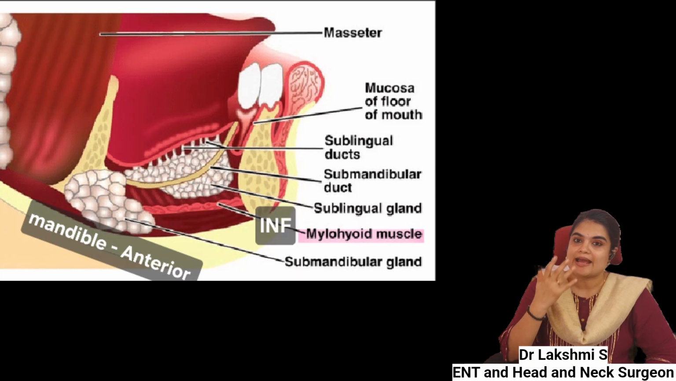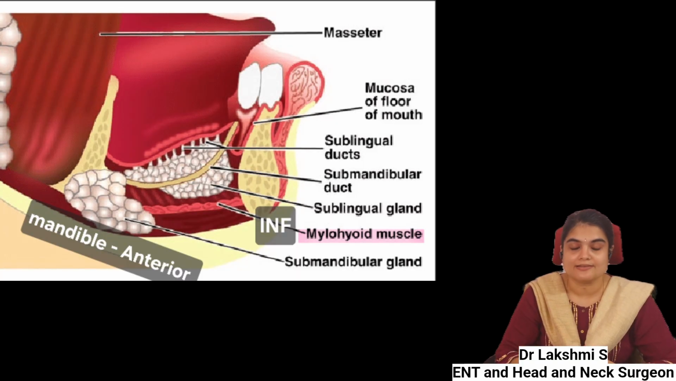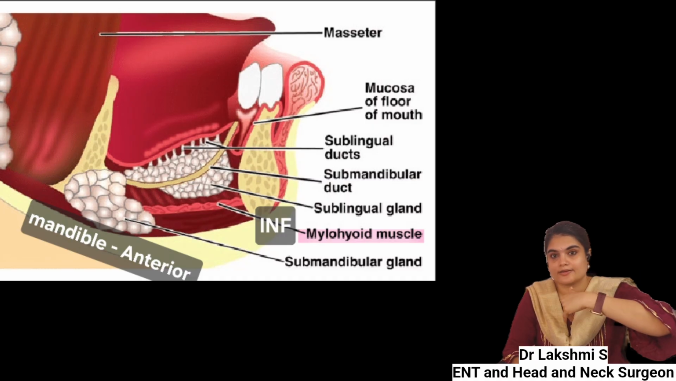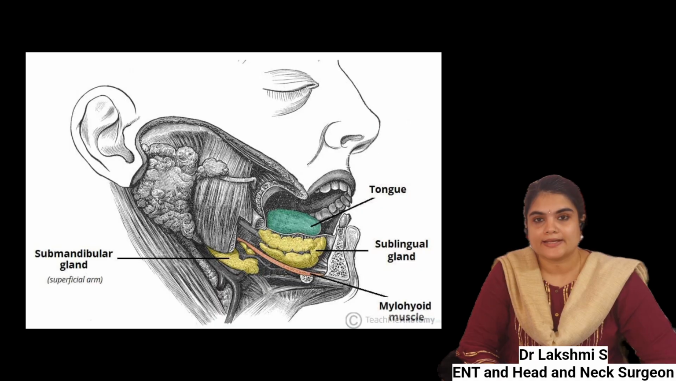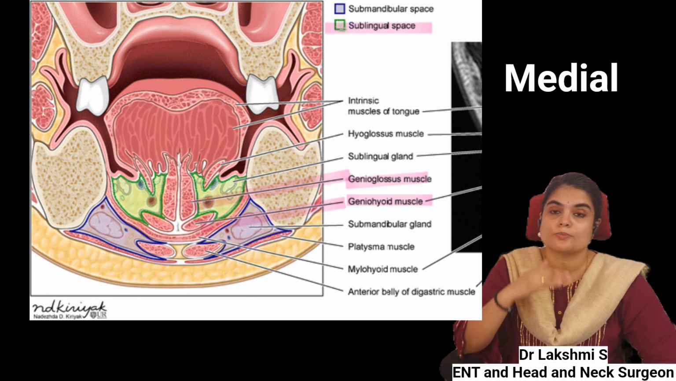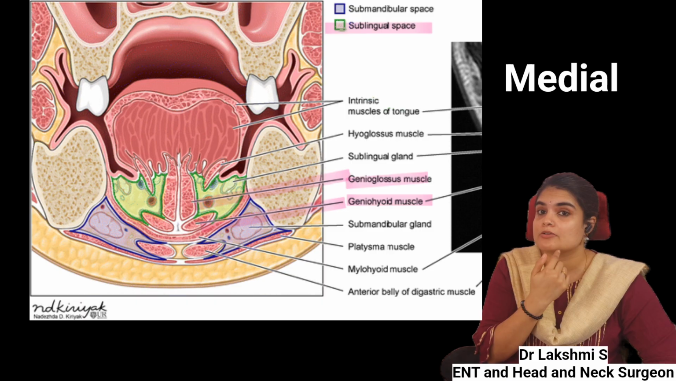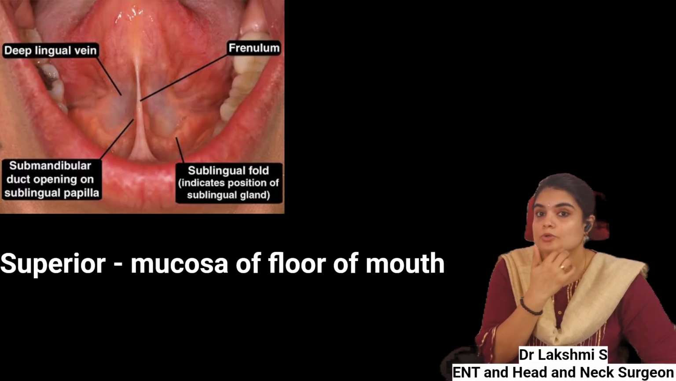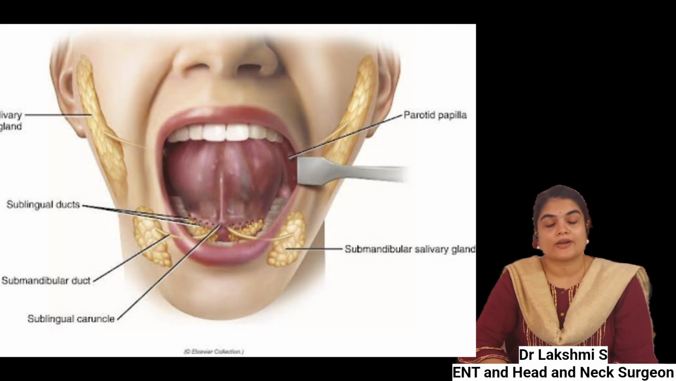What are the boundaries of the sublingual space? We know that the inferior boundary is mylohyoid. Infrolaterally by the mylohyoid muscle, then anteriorly by the mandible. It is like this, no? So anteriorly by the mandible, medially by the midline genioglossus and geniohyoid muscle. Superiorly, the sublingual space is under the tongue. So superiorly, you have the mucosa of the tongue and also the floor of the mouth. The right and the left sublingual space communicate anteriorly under the frenulum of the tongue.